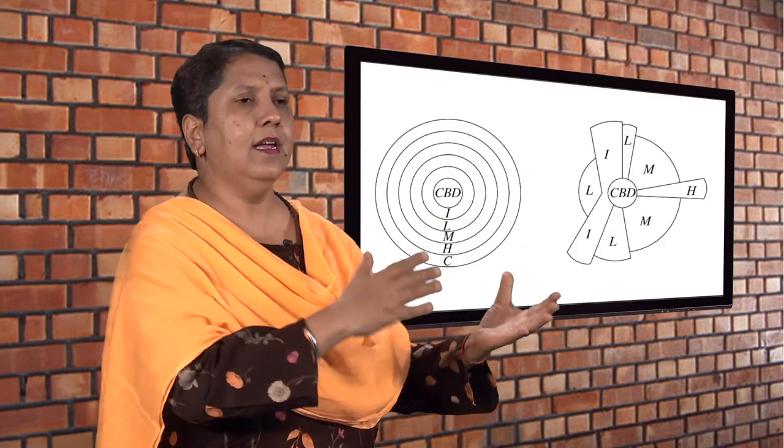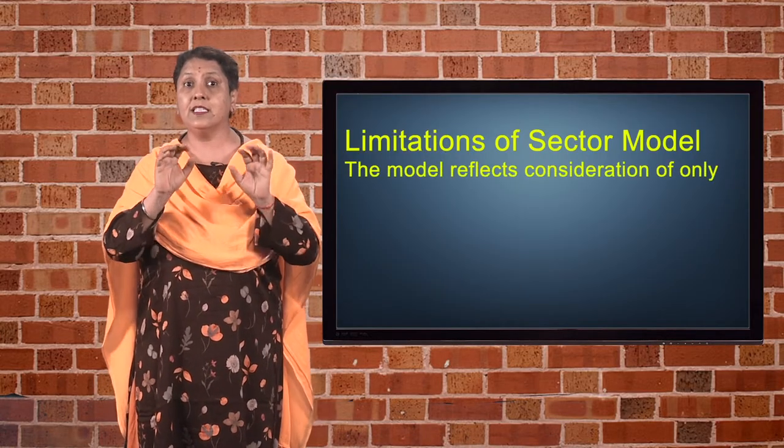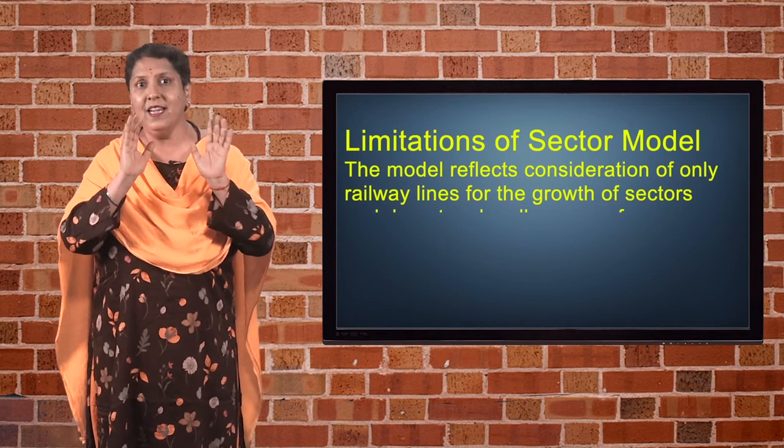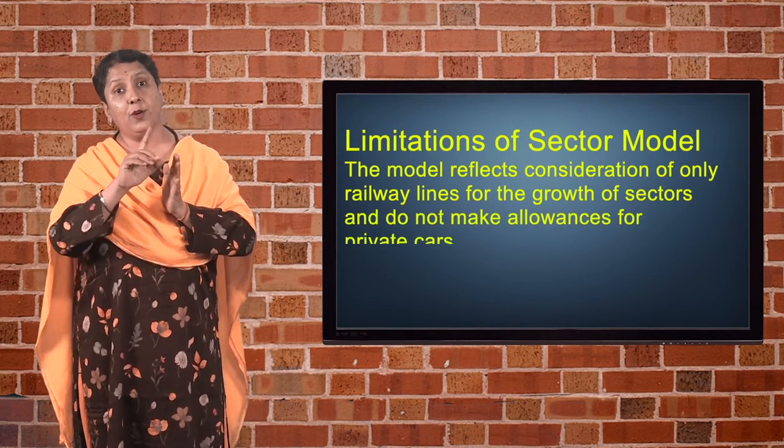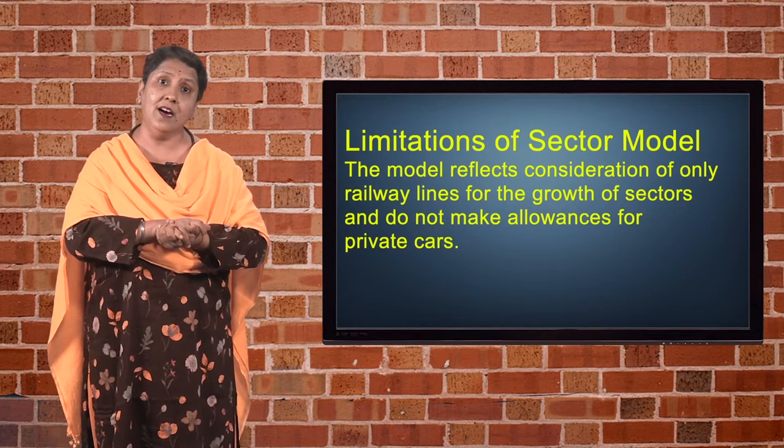Like the Burgess model, even this model has certain limitations. The model reflects consideration of only railway lines for the growth of sectors and does not make allowances for private cars. It is a monocentric representation of cities according to some experts. Multiple business centers are not accounted for in this model. The physical features may restrict or direct growth along specific wedges. There is no reference to out-of-town development.